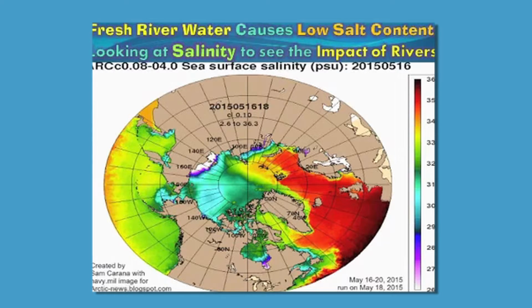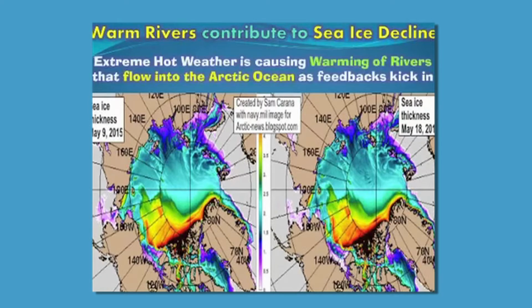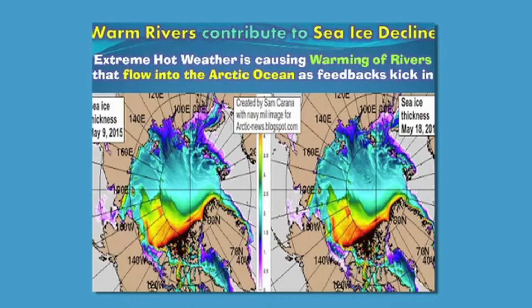It's very interesting. As well, you might not have been aware, but the Atlantic Ocean is extremely salty just by nature, as there's a lot of evaporation, and the Pacific Ocean is not as salty as the Atlantic Ocean, but the Arctic Ocean is freshest of all. In fact, the Arctic Ocean is almost fresh with all the water that's going in from the rivers. So hot rivers contribute to sea ice decline, and that's exactly what we see happening here in the Arctic Ocean.